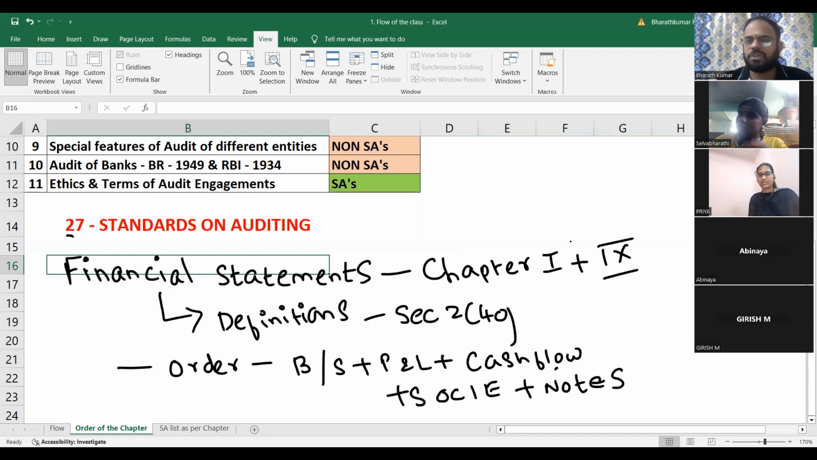When I'm talking about chapter number 1, I will talk about definitions. When I talk about definition, section 2, subsection 40. In that, they will talk about what the inclusions in the financial statement are. What are the inclusions that you have got? 5 are there. What are they? Balance sheet, profit and loss account.